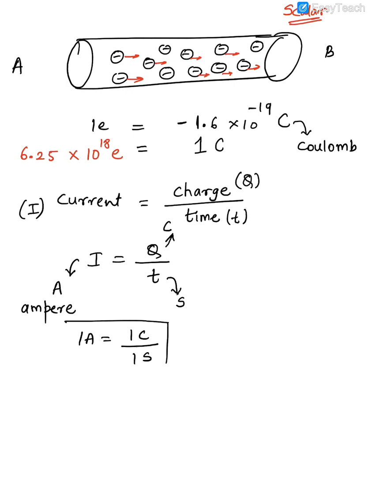So this is the conversion. 1 ampere is equal to 1 coulomb per second. They can also ask you to define this. Now how do you define 1 ampere? So guys, 1 ampere is the current produced when a charge of 1 coulomb is passing through a conductor in a time of 1 second.